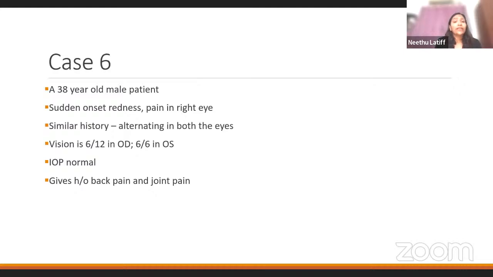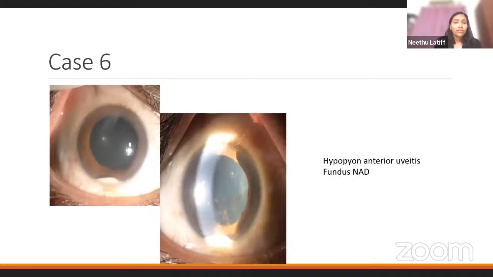Case 6, a 38-year-old male patient, sudden onset redness and pain in the right eye. Similar history alternating in both the eyes. Vision 6/12 in the right eye and 6/6 in the left eye. IOP is normal and he gives a history of back pain and joint pain. So this was the slit lamp finding. You can see a hypopyon fibrinous anterior uveitis. So the first test I would recommend in this patient is actually HLA-B27, and that turned out to be positive in this patient.